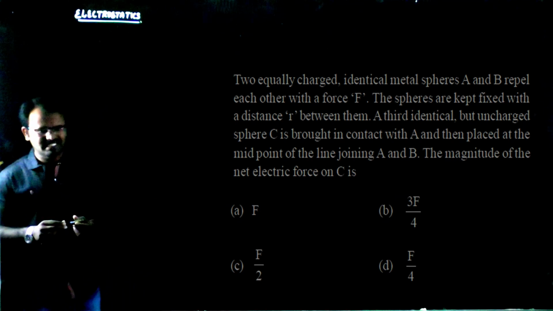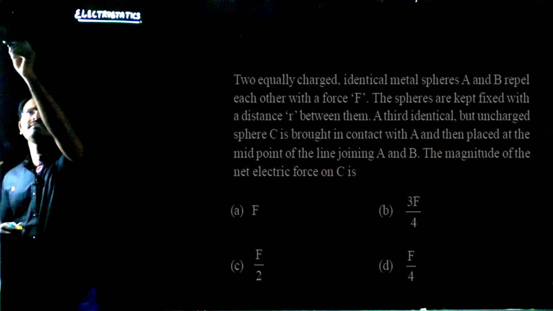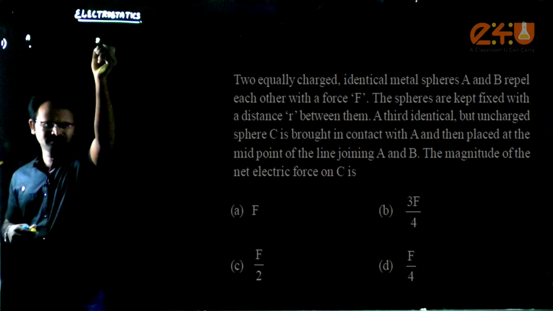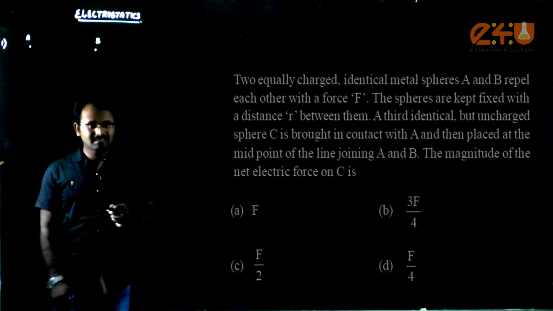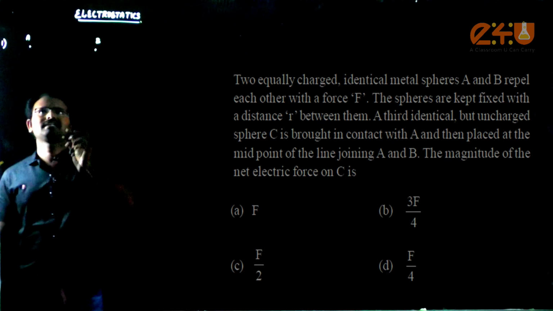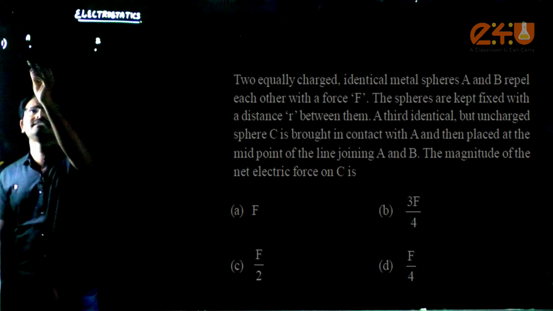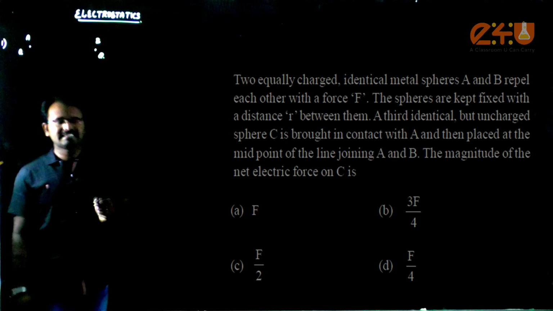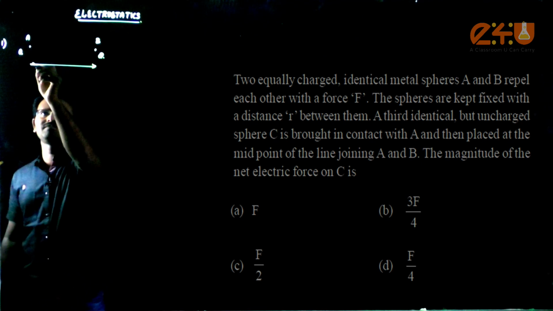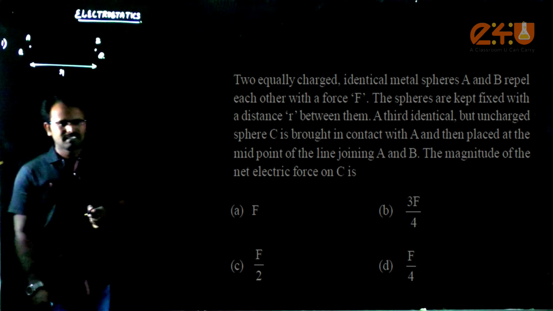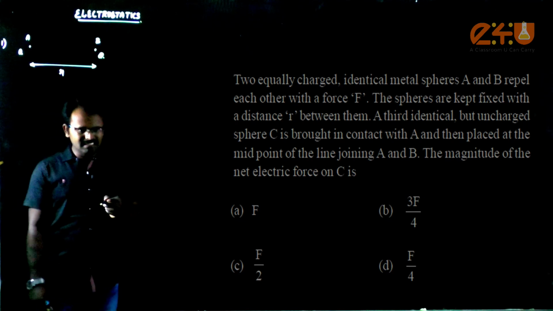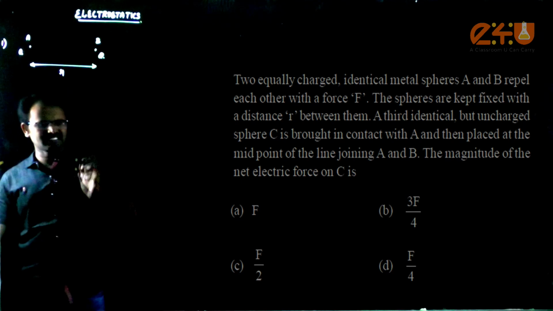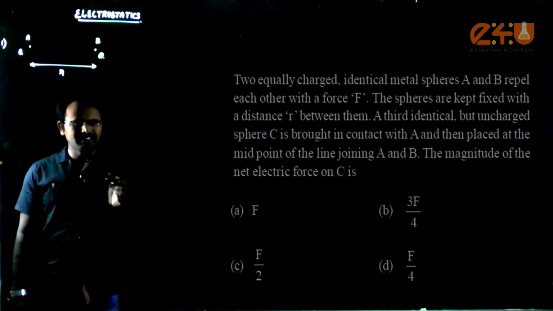Okay. First of all, there are two charges, take them as A and B, and they have a repulsive force between them because both have similar charges. I am assuming each is Q, and the spheres are fixed with the distance r between them. Then the uncharged sphere C is brought in contact with A first, and then placed at the midpoint.